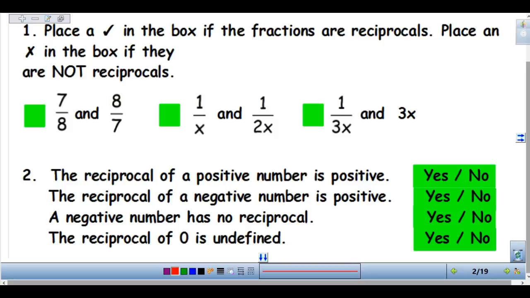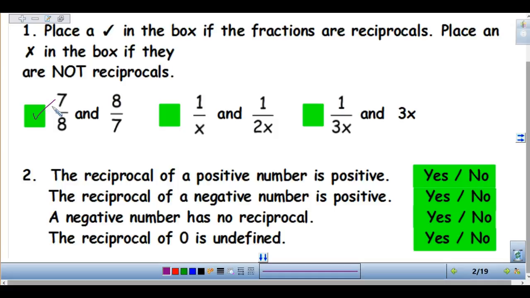Reciprocal function, k, or it really is the inverse that we just looked at, k over x. And we're going to be graphing those. So if we look at these, place a check mark in the ones that are reciprocals, place an x in those that are not. So are 7/8 and 8/7 reciprocals? Yeah, they just flip up and in. Yep. So that one is, how about the next one?